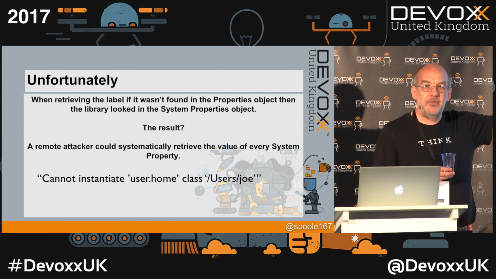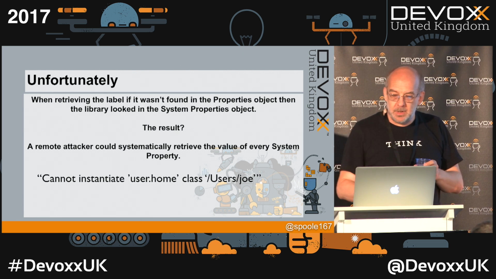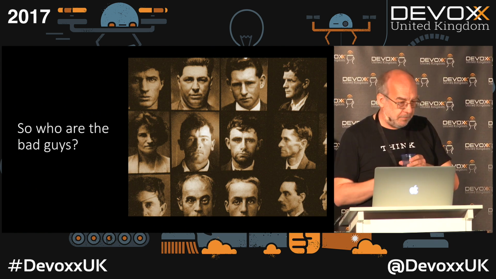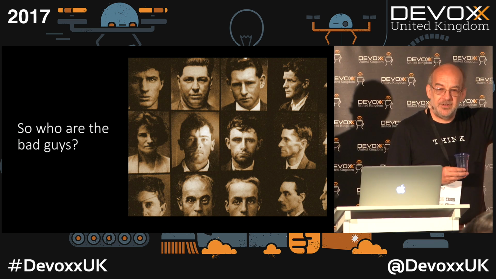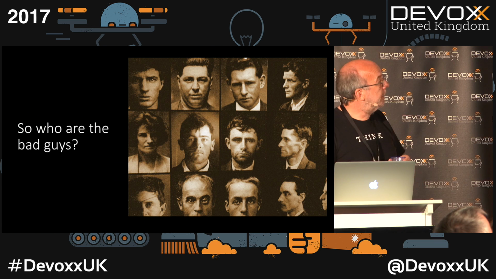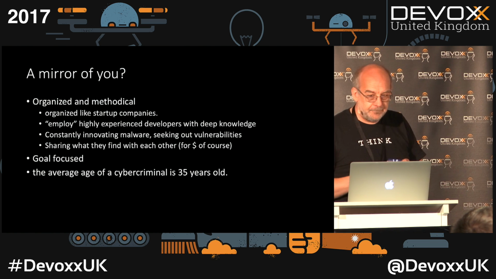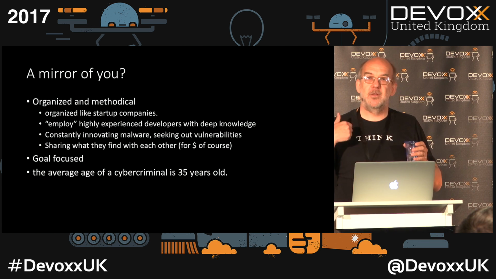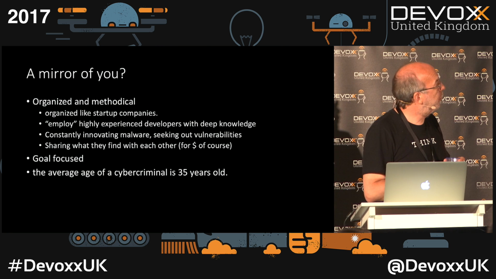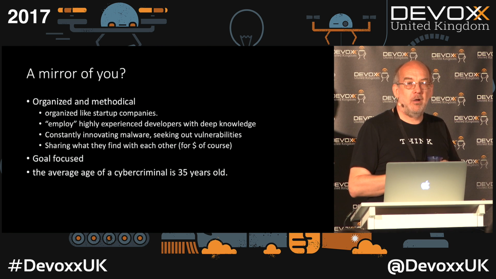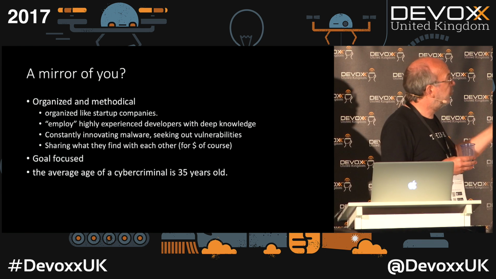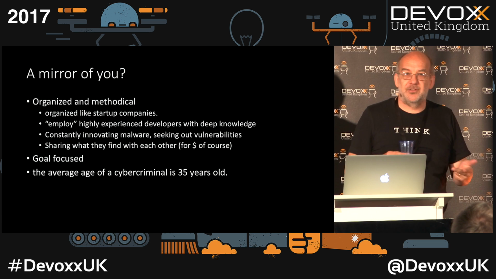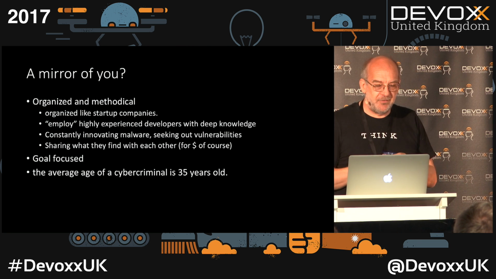I told you about the scale of the problem. It would be worthwhile just quickly making sure that you understand who the bad guys are. It's not these guys. This is from the 1920s. They're just random bad guys. They're you. Sorry, they're not you personally. What we know about the people who are exploiting these vulnerabilities, the cyber criminals, is that they are very organized. They do agile. They do scrums. They share things. They're really, really good because they're very motivated.